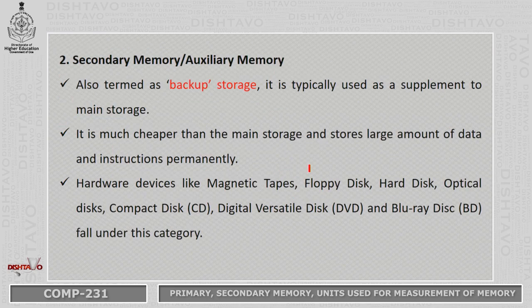Next is the secondary memory, which is called permanent memory, also auxiliary memory. There are different names. It is also called backup storage. It is much cheaper than primary memory. Suppose we take 1 GB RAM and 1 GB hard disk. The hard disk is much cheaper than the primary memory, which is the RAM. Hardware devices like tape, CD, DVD are all types of secondary memory.